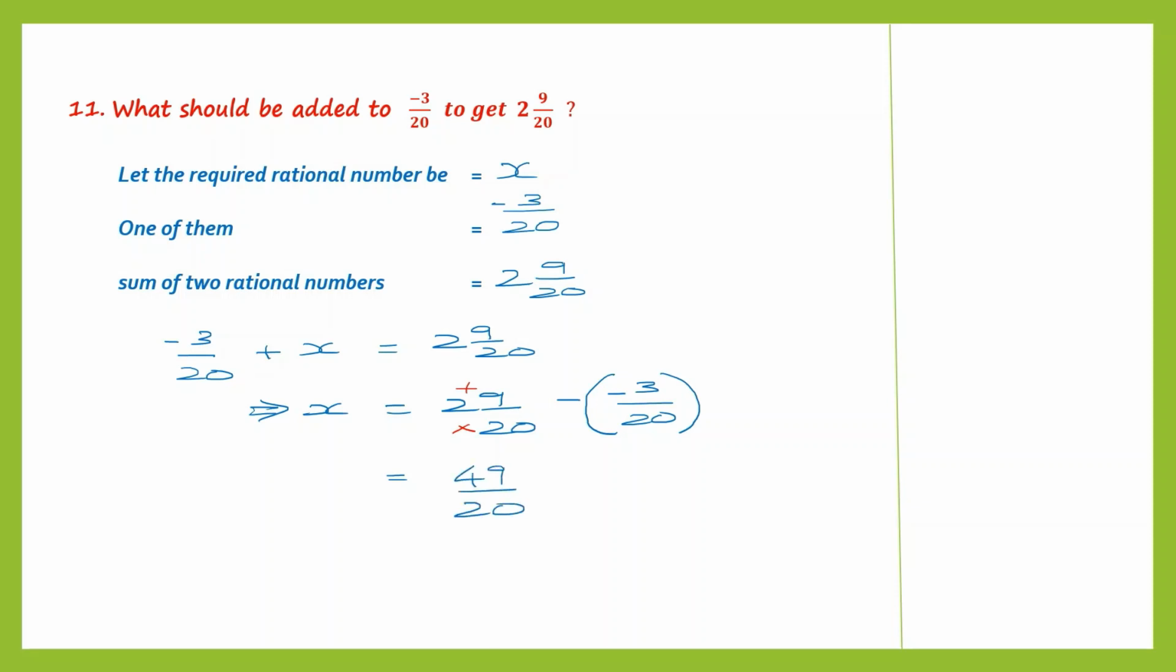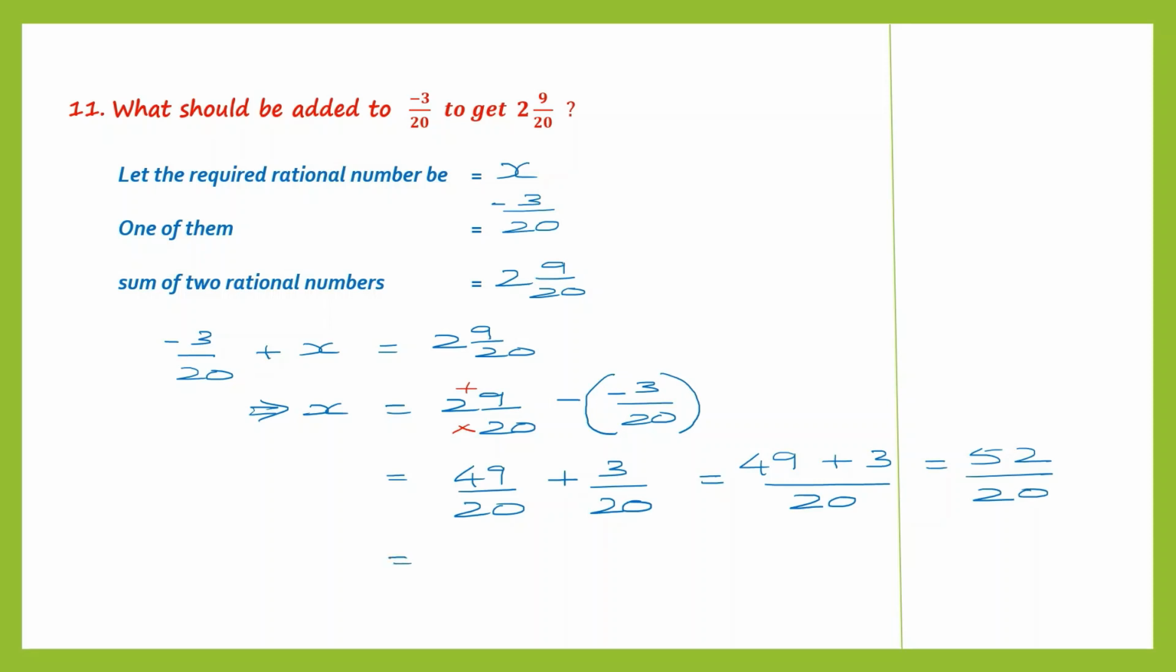And here minus 3 by 20 will now become plus 3 by 20, because before the bracket we have a minus sign, and the minus sign will change the sign of the rational number which is within the brackets. So that's how it has become plus 3 by 20. Now we can add this up. Since the denominator 20 is the same, we don't have to find another LCM separately. We just have to add the numerators. 49 plus 3 is 52. So this is 52 by 20, which we can reduce to the lowest term.